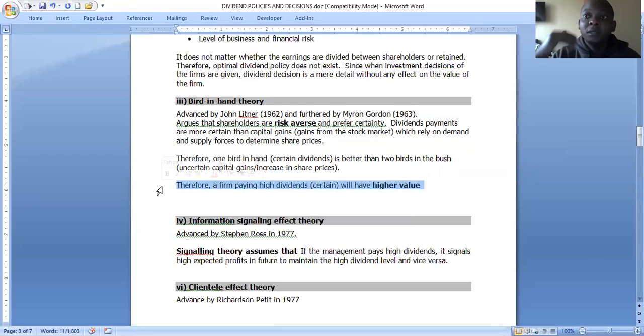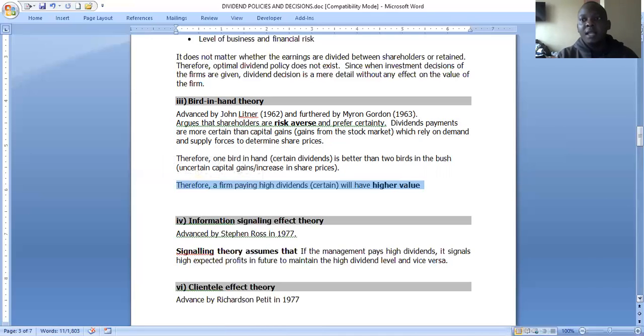The more shareholders they attract, the higher the value of the firm will go, because of the forces of demand and supply. The higher the demand, the higher the price. The same case will apply with shares. If the shares have a high demand, they attract more shareholders, the demand will go up, which means that the price of these shares will go up, which will also mean that the value of this share in the financial markets, in the stock markets, will go up. So therefore, the bird in hand theory advocates for higher dividends so as to maximize the value of the firm.